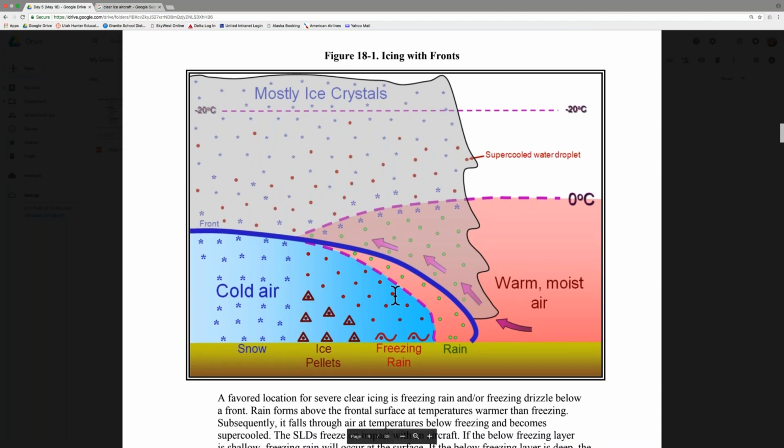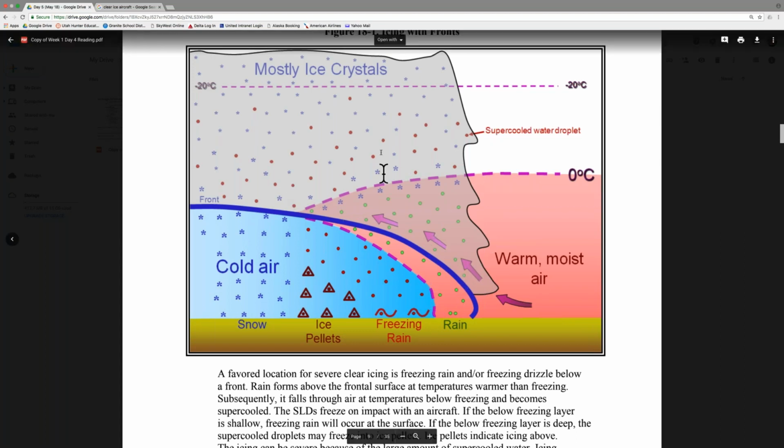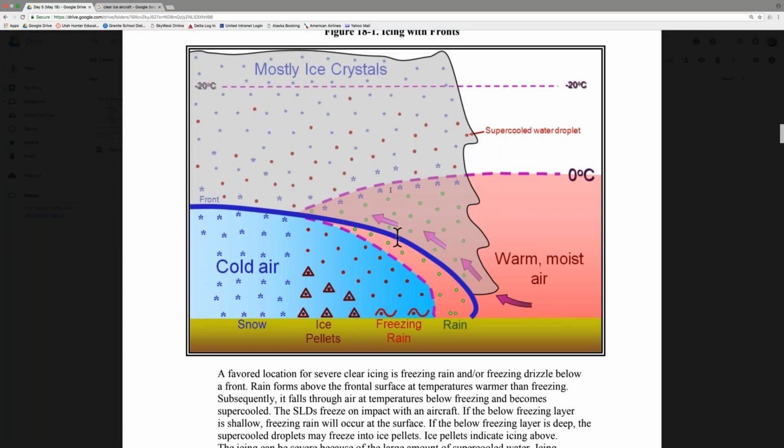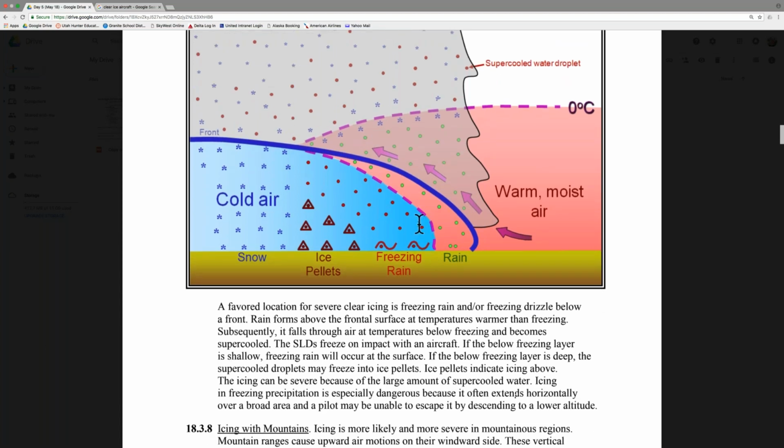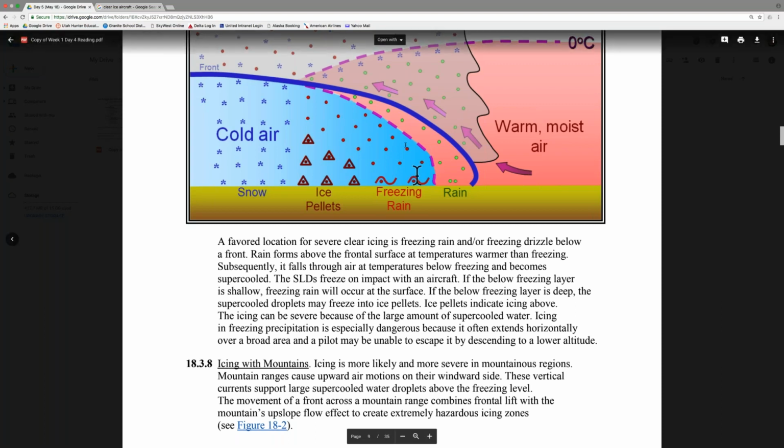So there you go. So typically where the icing is going to occur is right on the edge of that front and directly above the high pressure or cold front. So, favored location for severe clear icing is freezing rain and/or freezing drizzle below a front. Okay, so this is where you don't want to be.